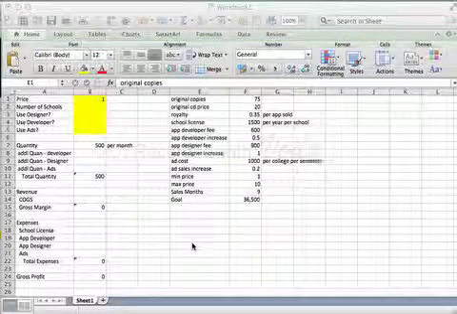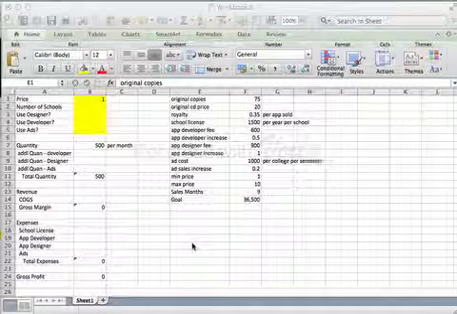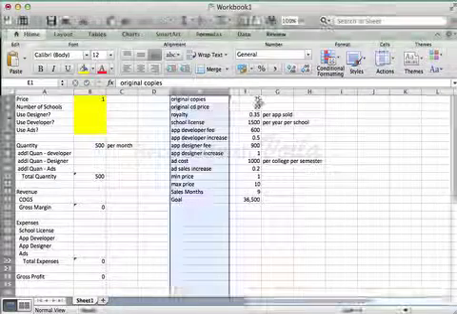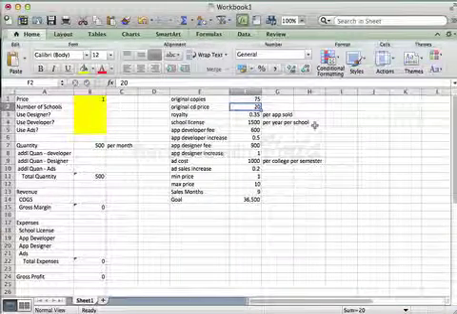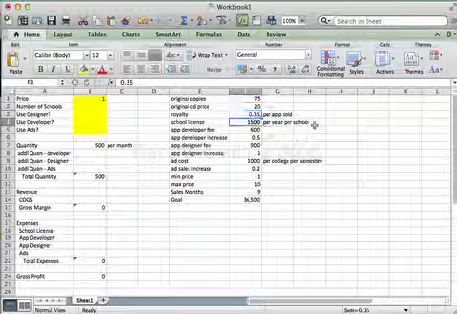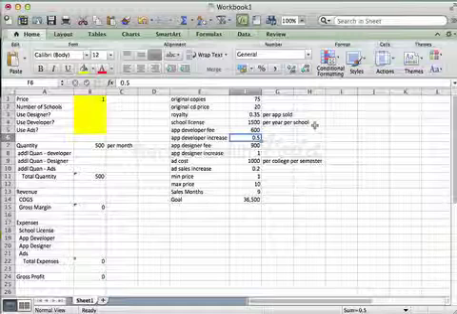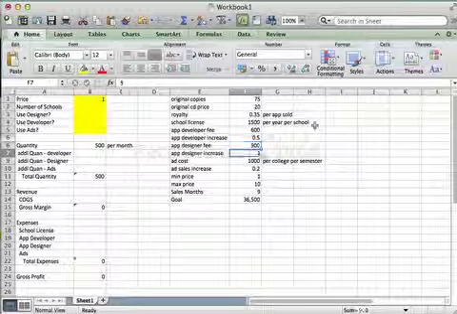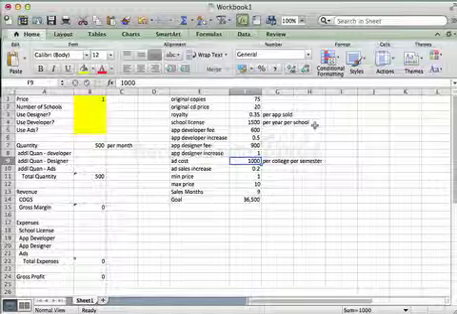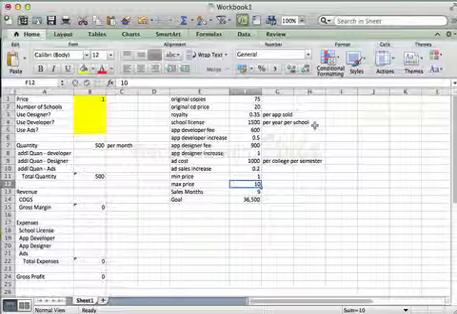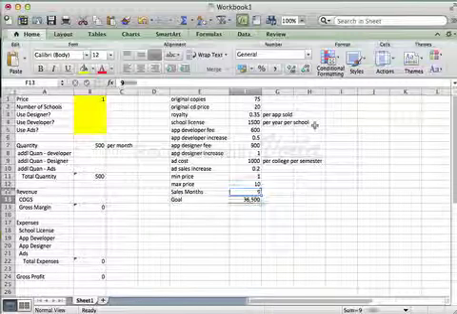Okay, here we are with the case from Zuri's BLaw review. First off, I documented the facts of the case: the number of original copies and the price she charged per copy, the royalty, the school license, the app developer fee and the increase from that fee, the app designer fee and the increase from that fee, the ad cost per college per semester, the ad sales increase, the minimum price, the maximum price, the sales months, and the goal.